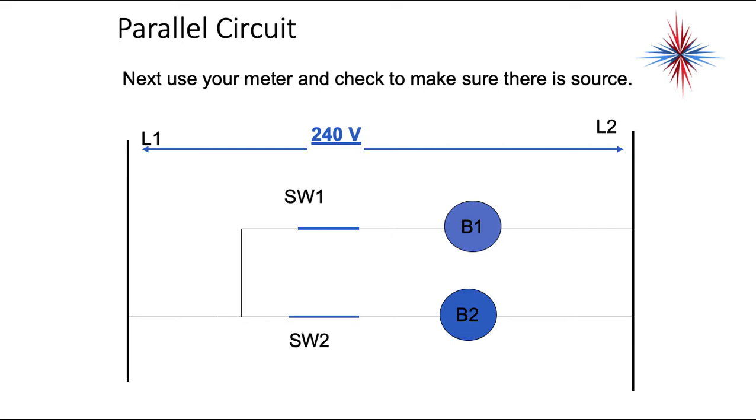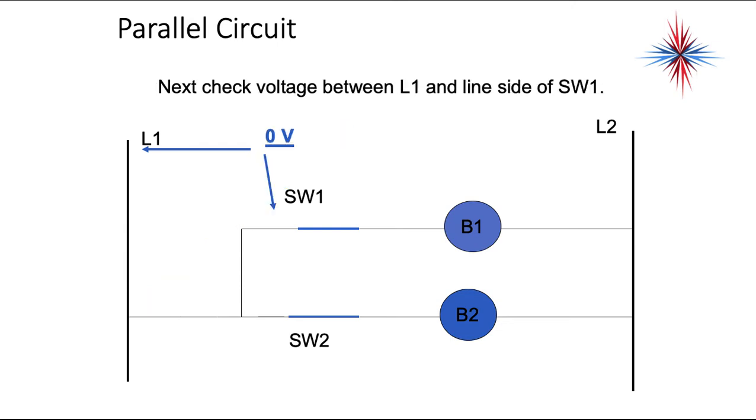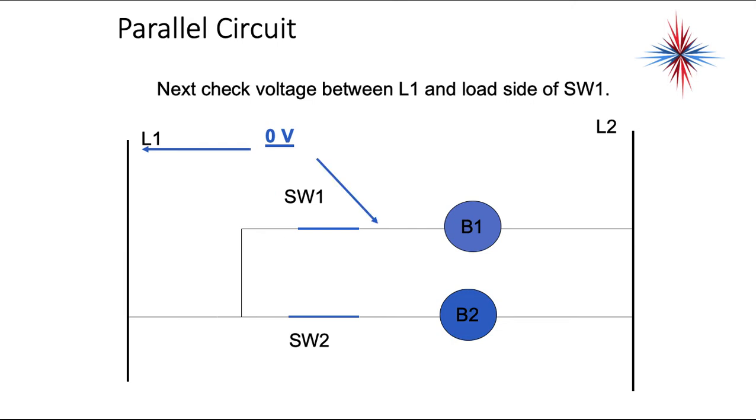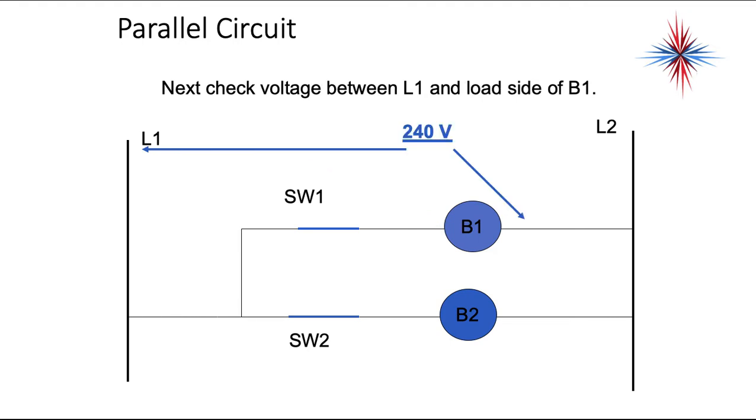L1 to L2, 240 volts. I have source. Between L1 and the start of the branch, 0 volts. There shouldn't be a difference in potential there. We're fine. Okay, we want to check the wiring between the branch and switch 1. 0 volts, we're good. 0 volts, switch 1 is good. 0 volts, the wiring from switch 1 to B1 is good.